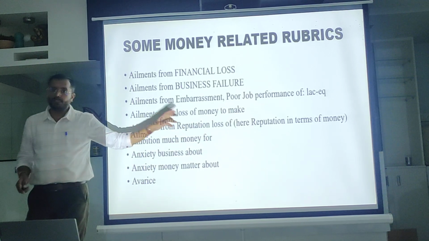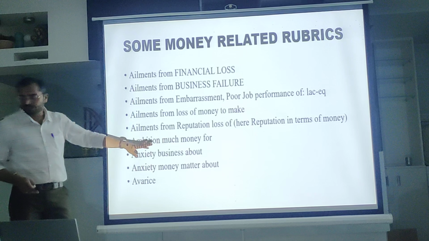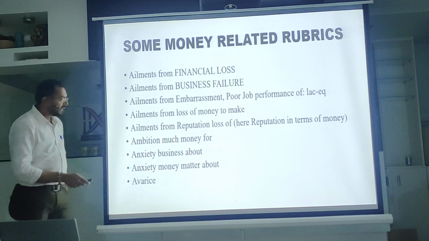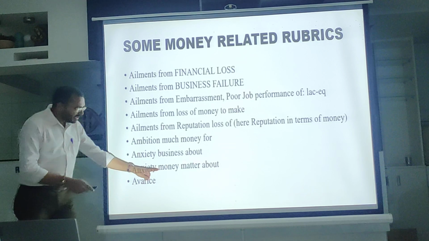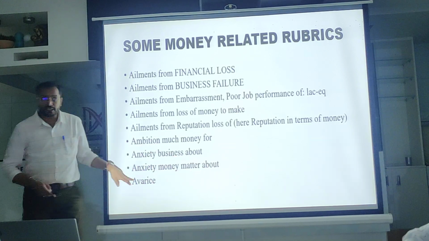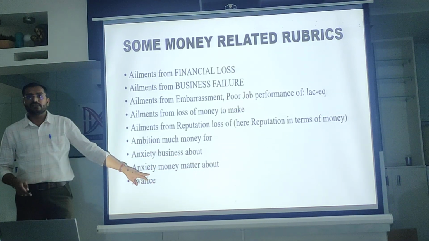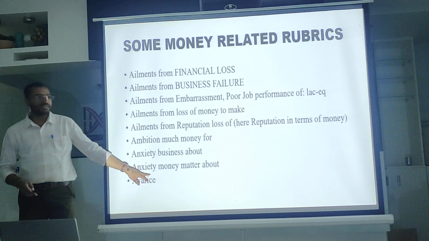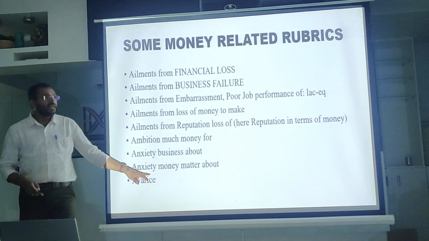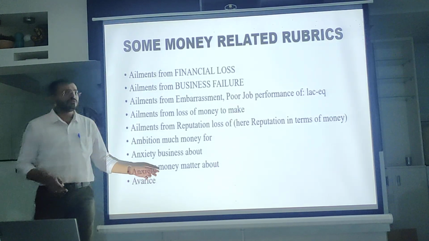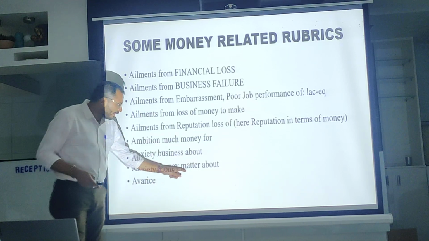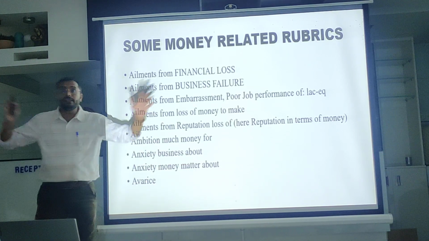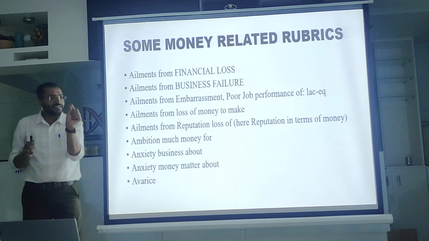Okay, Kali bromatum is one of the remedies. Sulphur and Kali bromatum are two remedies. Ambition, much for money, anxiety, business about. Anxiety, money matter about. It is not just an anxiety. It is a delirious condition, specifically in diabetes. Anxiety, money matter is not just an anxiety. It's a delirious condition because it's a matter. Matter means the big things. It is not small things.